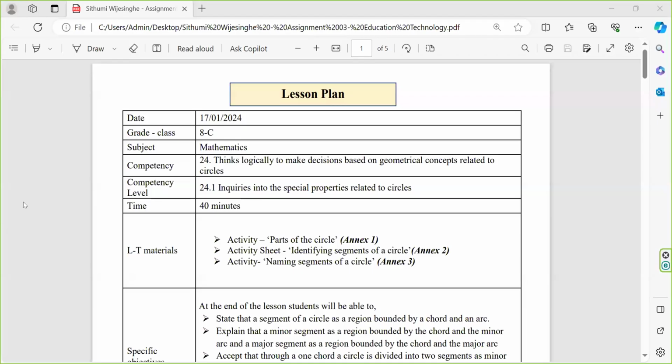Now, Situmi, share your document. Until then, I want to ask you, I have received only 6 written assignments. Only 6 I have got. Every one of you submitted the written assignment? Yes, ma'am. I have got only 6 or 7 assignments. Right. It's yours, mathematics. Can you start? Okay, ma'am.